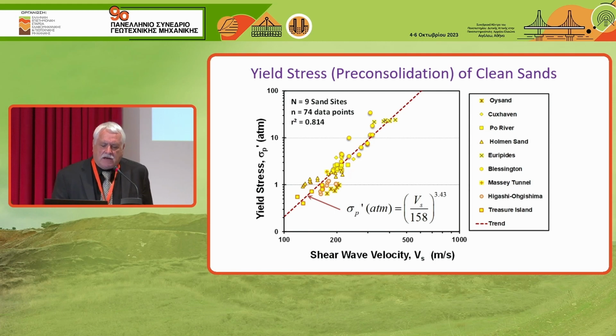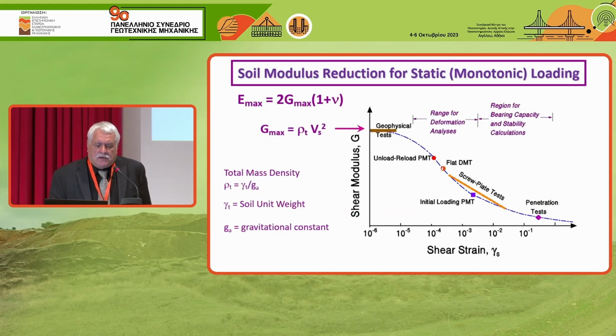You can look at the pre-consolidation of sands, yield stress, pre-consolidation versus shear wave velocity. So we have the shear wave velocity, and it's the max, G max. We could convert that to an equivalent Young's modulus. And sometimes that's going to be too stiff. That's the maximum stiffness, so it's a great reference point, but probably we've developed some shear straining.